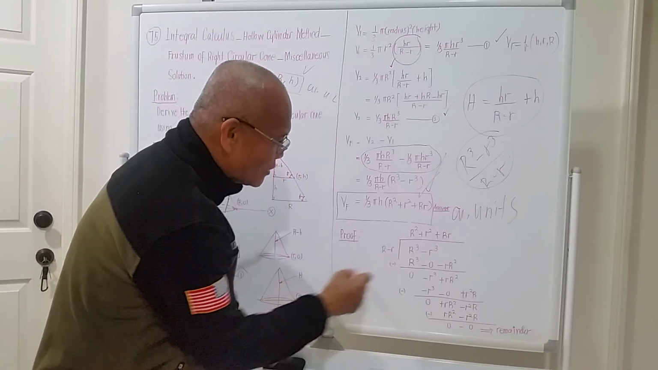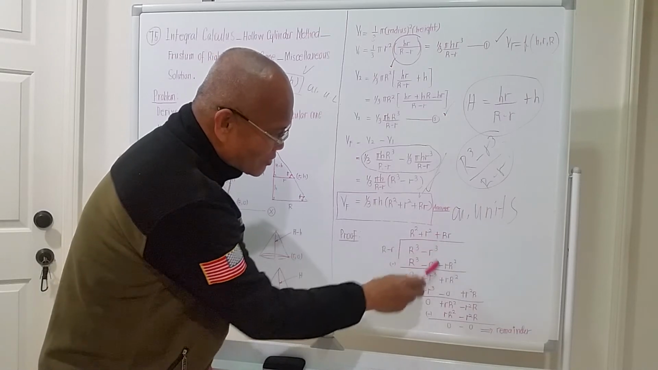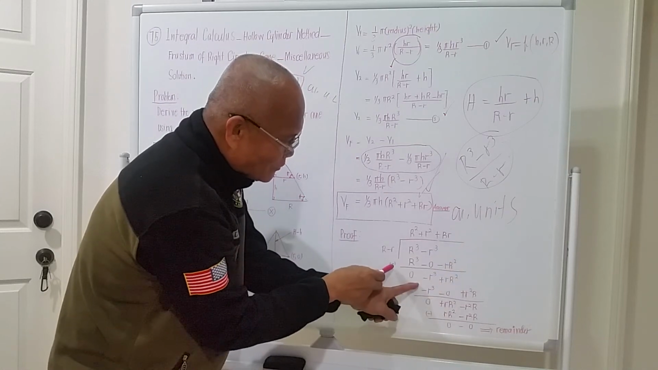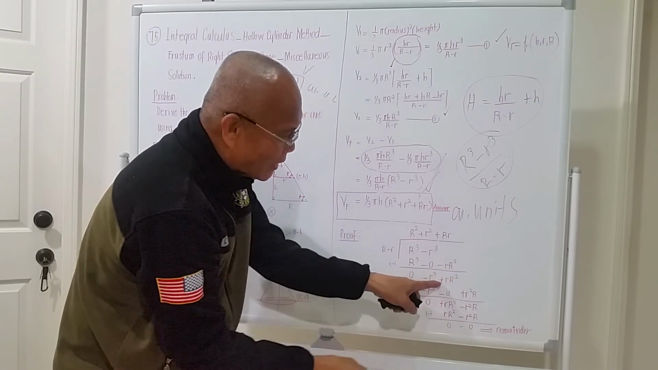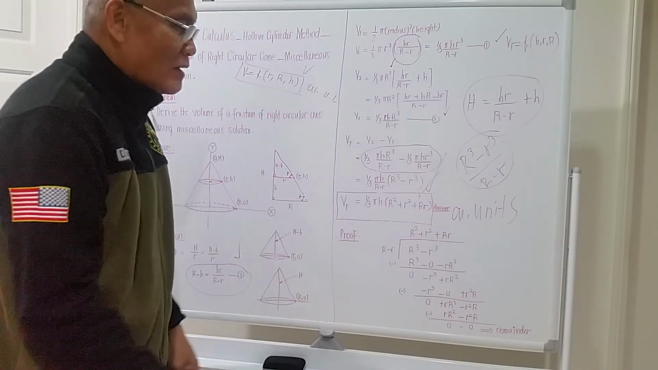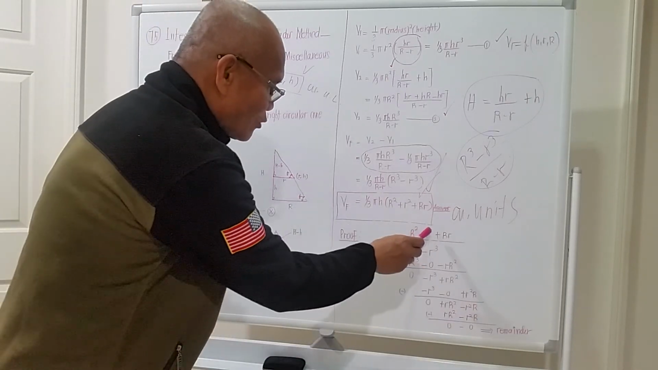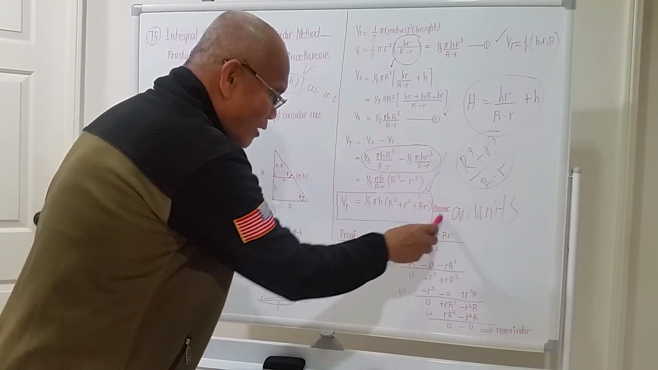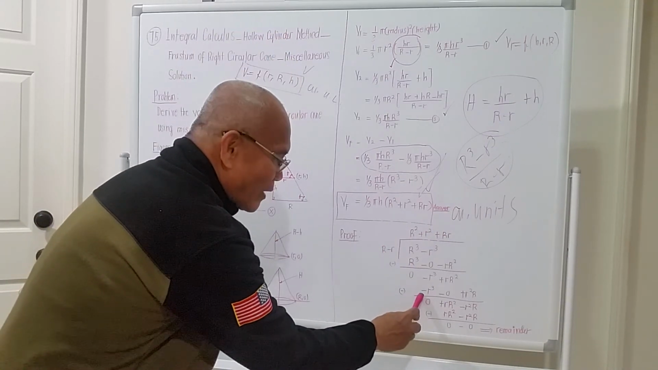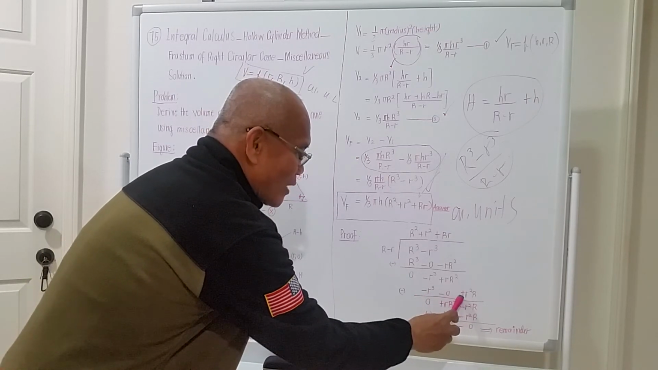Then the operation is subtraction. R cube minus R cube will be 0. Minus small r cube minus 0 will be minus small r cube. The operation is subtraction, so this will become plus small r times big R square. And the next dividend will be small r square. What will come out if we multiply small r square times the quantity big R minus small r? It will be minus small r cube, minus 0, plus small r square times big R.